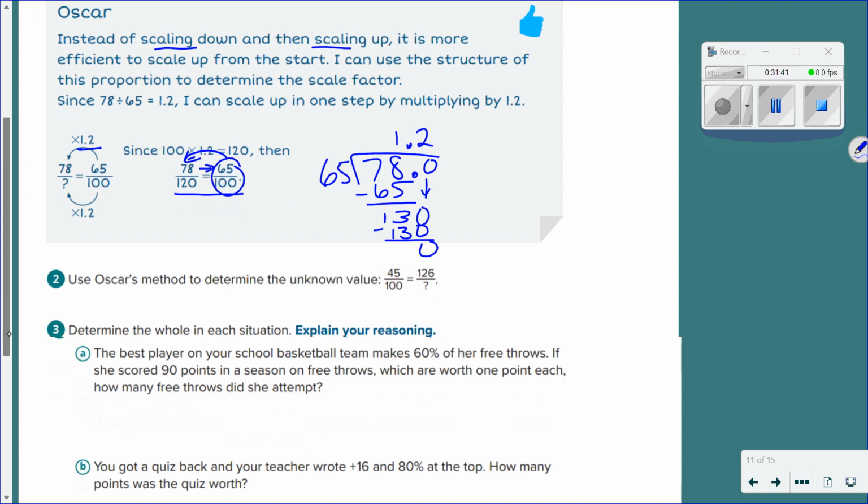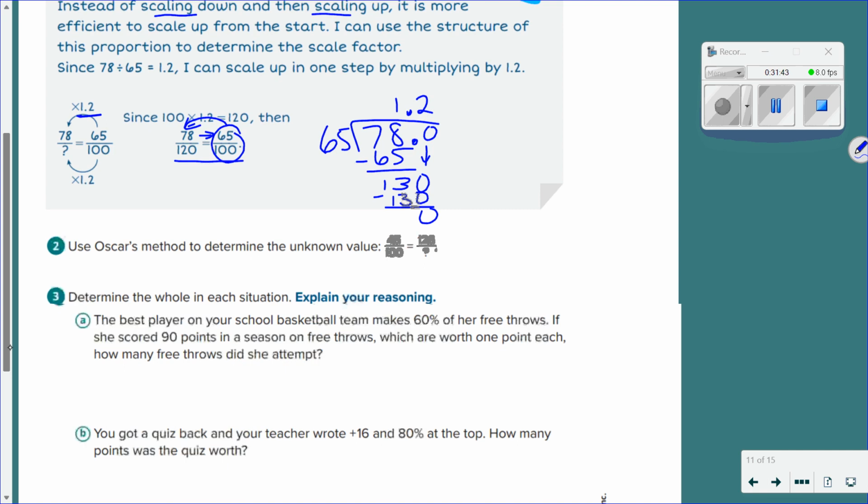So now we want you to use that method to solve this problem. I'll give you a hint. 45 times a whole number doesn't equal 126. So you're going to divide 126 by 45, figure out what number you get.